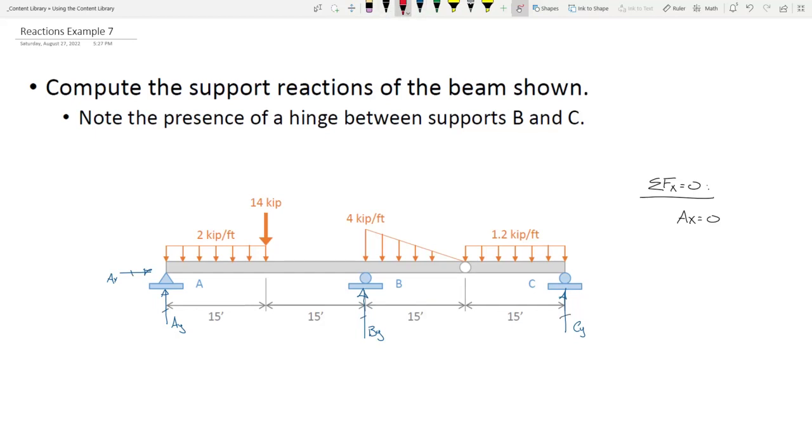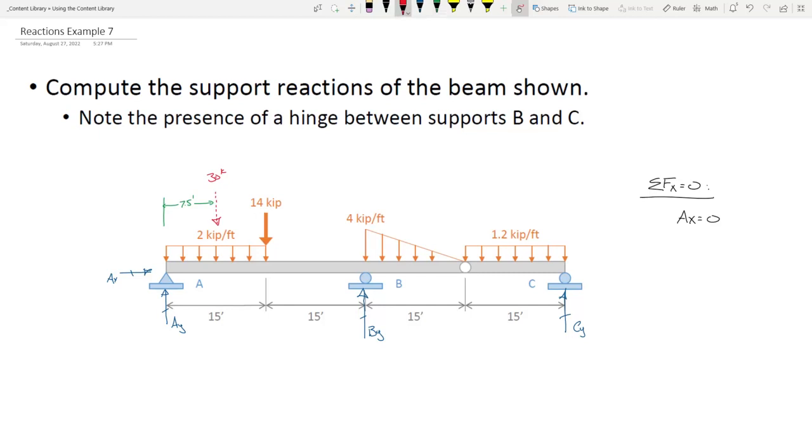Now, for our distributed loads, let's collapse those. We'll start at the left and work our way over. Over here, I have 2 kips per foot over a distance of 15 feet. So that collapses into a concentrated load of 30 kips. And then from A, I think that's 7.5 feet. I think that's pretty simple.